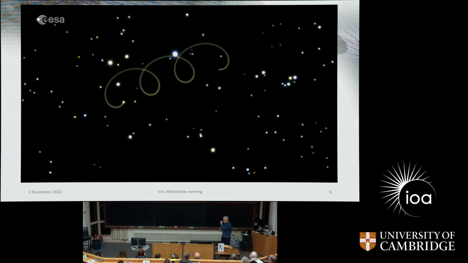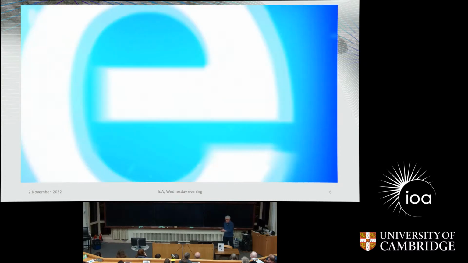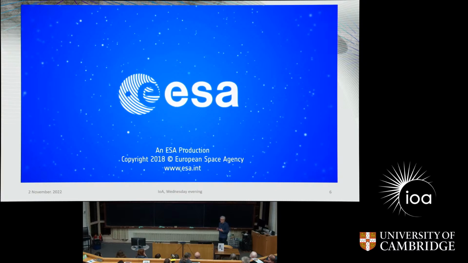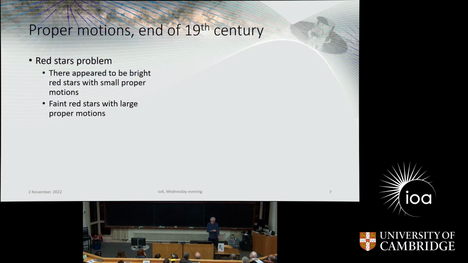Yeah, and it's measuring those movements over a time interval of years that can teach us both the proper motions and the parallaxes of the stars. So the proper motions at the end of the 19th century, they were available for quite a few stars already at that time. And that showed that there was a problem with the red stars.